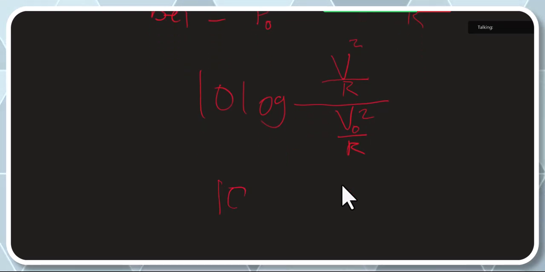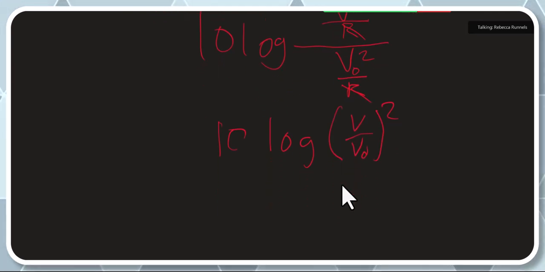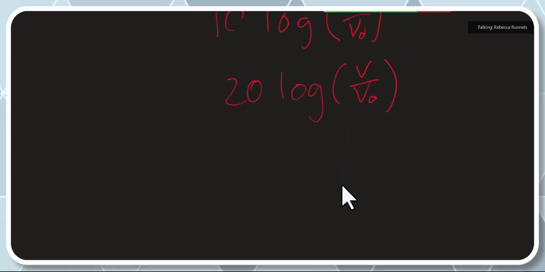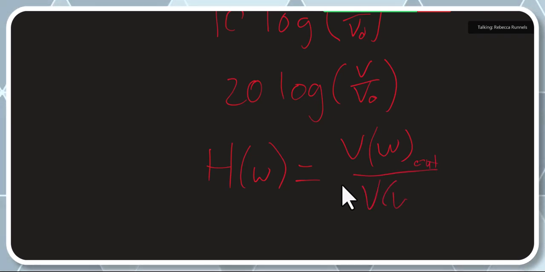But if I cancel out the R's, I get V over V naught, squared. By the rules of logs, that 2 can come out in front, and I get 20 log V over V naught. And when we write our transfer functions, what are we usually writing? We're usually writing V out of omega over V in of omega. These are voltages, not powers. But since a decibel measures power, that's why we multiply by 20.